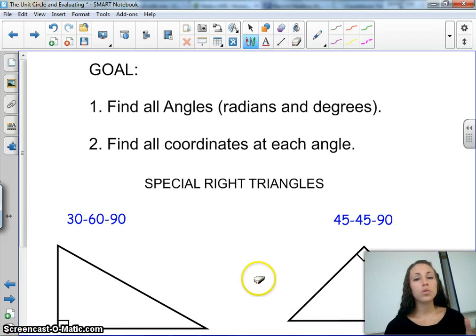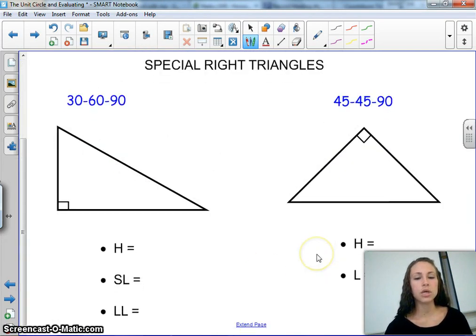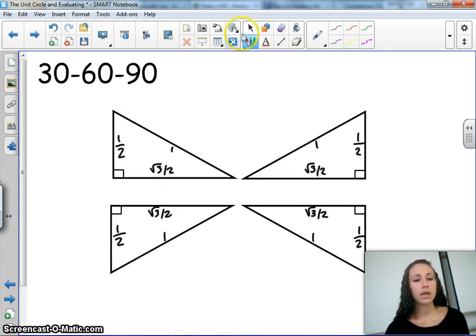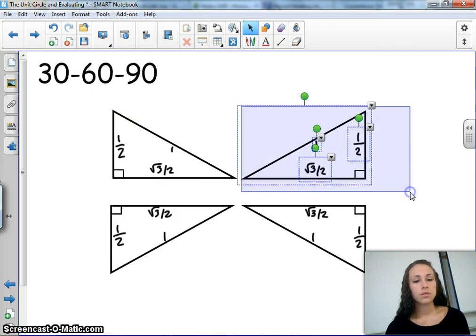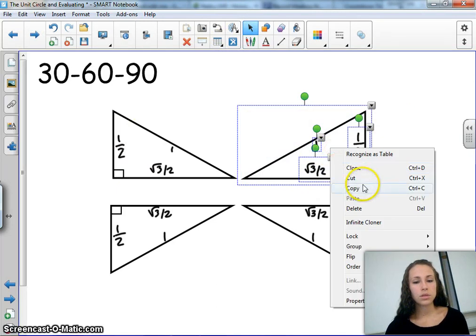So the goal when we fill out the unit circle is to find all the angles in radians and degrees and to find all the coordinates at each of those little points that we saw. And we're going to do that using 30, 60, 90 triangles and 45, 45, 90 triangles. And so you should have learned these rules about these special right triangles in geometry, and hopefully this is just a reminder of what they are. These triangles that we're going to use, and I'm just going to take one and copy it over. So let's copy that.